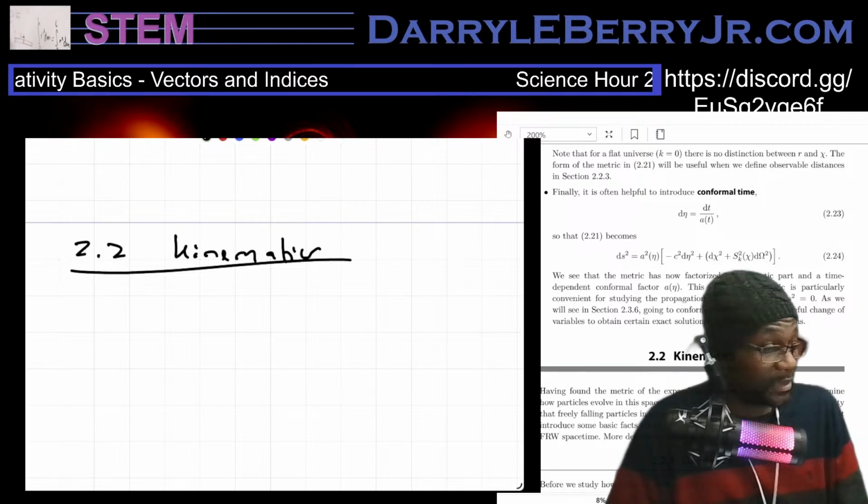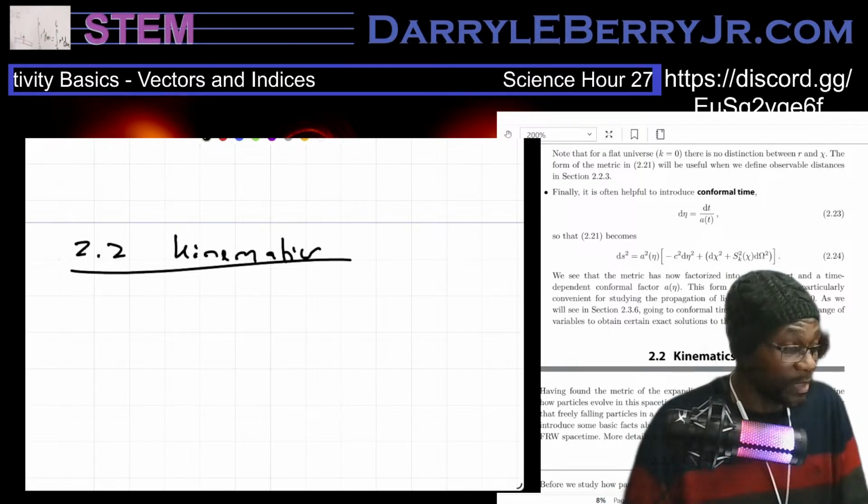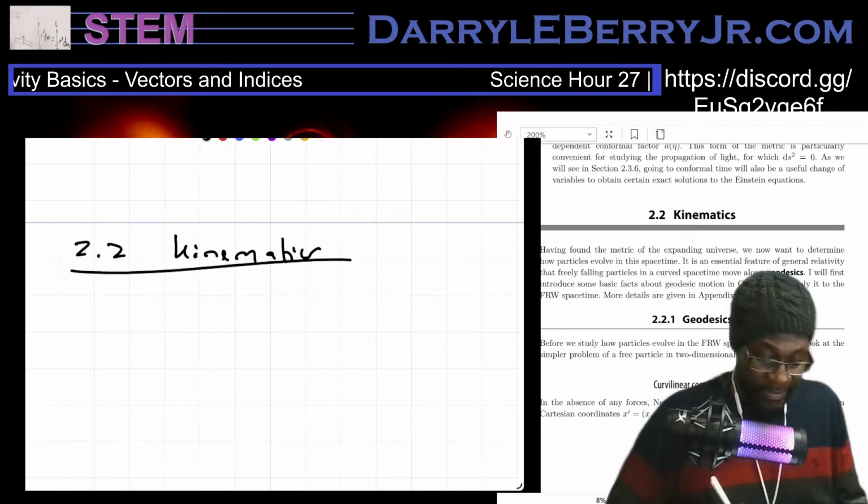Let's spend some time on Appendix A. 2.2.1 Geodesics.